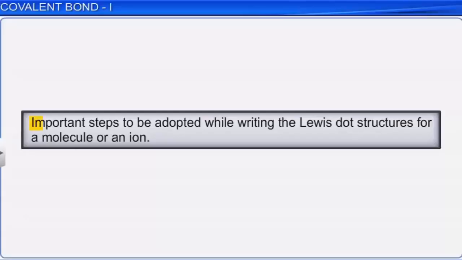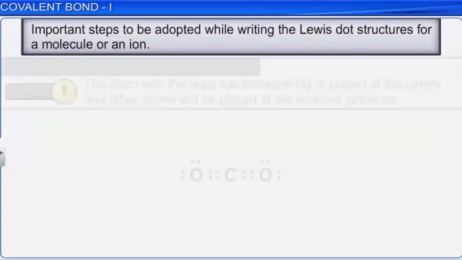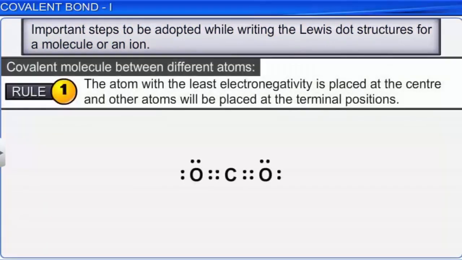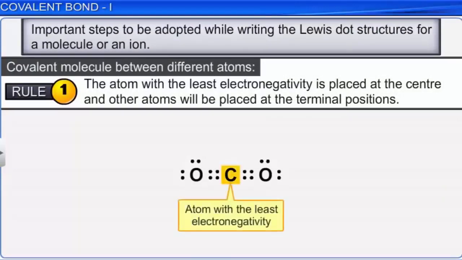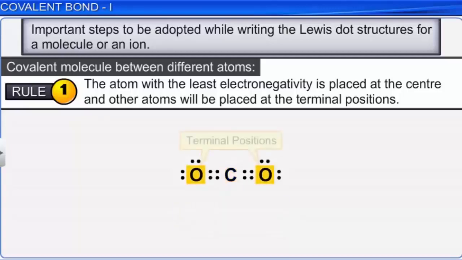Let us look at certain other important steps to be adopted while writing the Lewis dot structures for a molecule or an ion. In case a covalent molecule is formed between different atoms, then the atom with the least electronegativity is placed at the center and the other atoms will be placed at the terminal positions, as shown here for a carbon dioxide molecule.